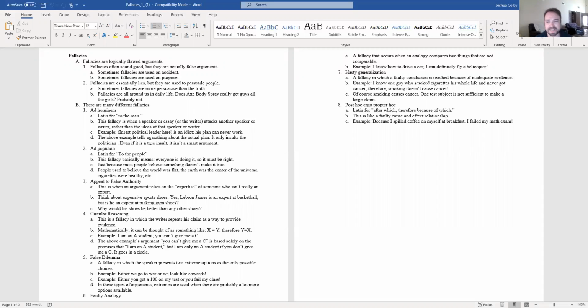So ad populum arguments can be persuasive. They sound good. 9 out of 10 dentists think Crest is the best toothpaste. Nothing about that makes Crest the best toothpaste. Not at all. It could be the best toothpaste, but the fact that 9 out of 10 dentists think so doesn't actually make it so. So that's how that one works.